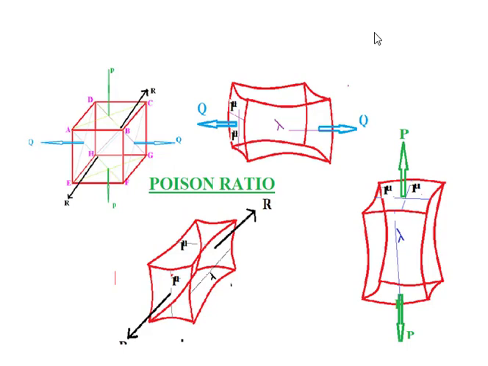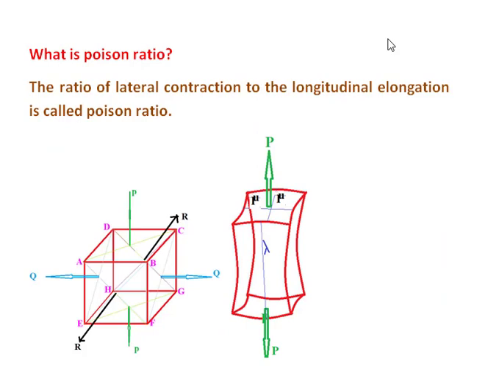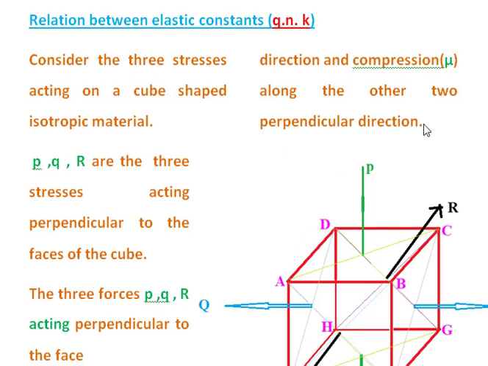It is the relation between the contraction and the elongation of the isotropic material. What is Poisson ratio? The ratio of lateral contraction to longitudinal elongation is called Poisson ratio. It is the lateral contraction, mu, and the longitudinal elongation, lambda. So the relation between the mu and the lambda is called Poisson ratio. In the last class, we have studied the relation between elastic constants q, n, k.